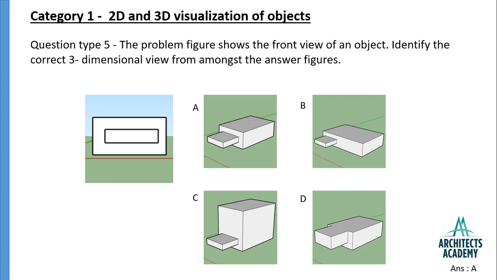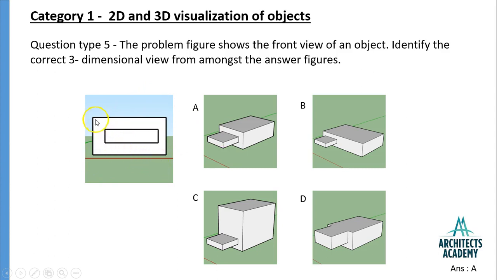Now in question type 5, again this type of question, the problem figure shows the front view of an object and you have to identify the correct 3-dimensional view from amongst the answer figures. So in this case, you can see that the elevation of the object is shown over here and you are asked to identify how this object will look in 3 dimensions.